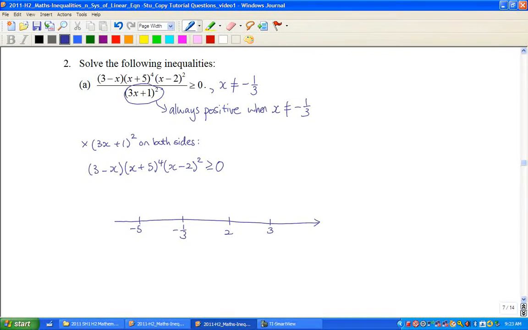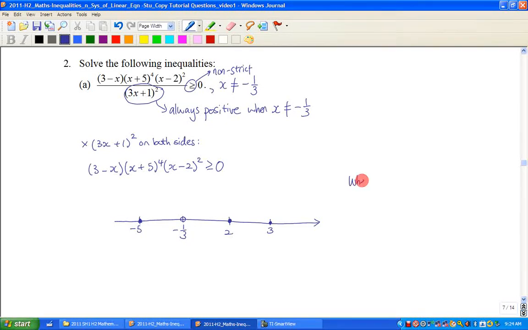Since the inequality is non-strict, we shall include each of the roots of the polynomial by indicating a black dot on each of the roots, and we exclude negative 1/3 by indicating a hollow circle at x equals negative 1/3. Now we can sketch the graph. We will pick an arbitrary value of x. In this case, again, a good choice would be x equals 0.